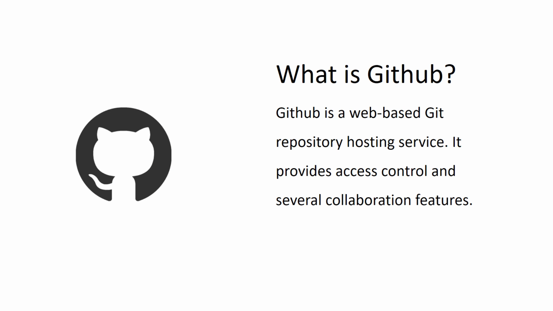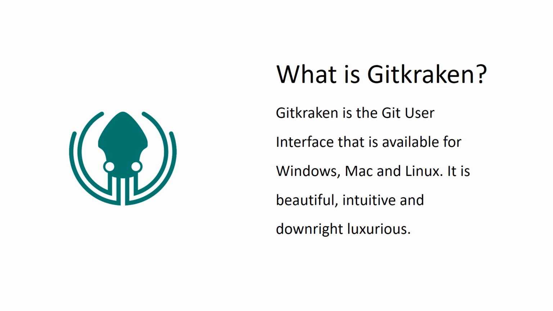The next one is, what is GitHub? GitHub is a web-based Git repository hosting service. It provides access control and several collaboration features. Basically, it's just a hosting service for Git. And next, what is Gitkraken? Gitkraken is a Git user interface that is available for Windows, Mac, and Linux. It is beautiful, intuitive, and downright luxurious. It is something that will make learning Git very easy, and you'll see it later in this course.